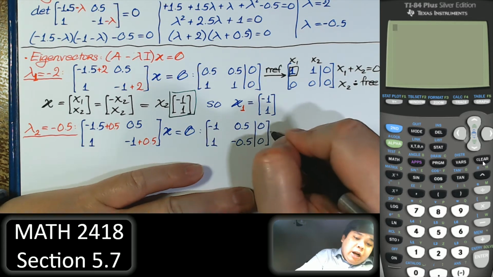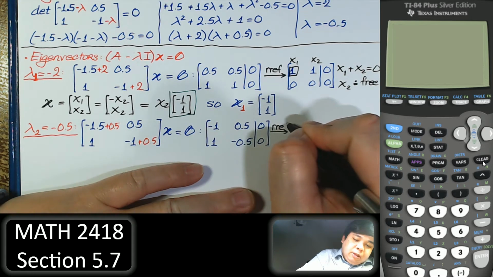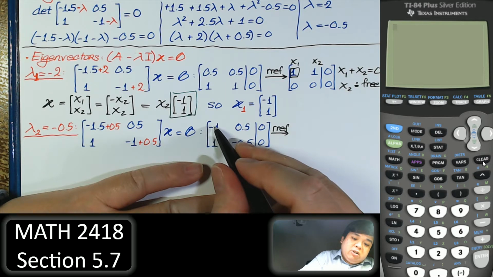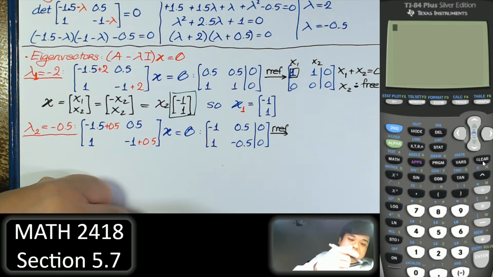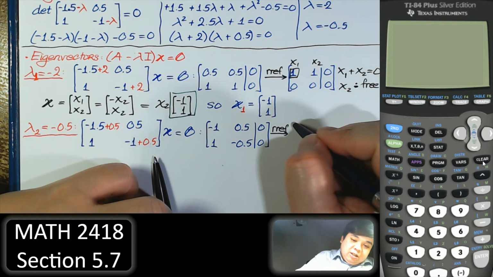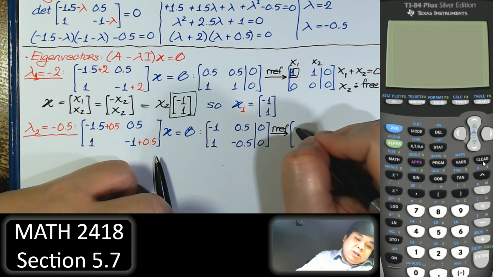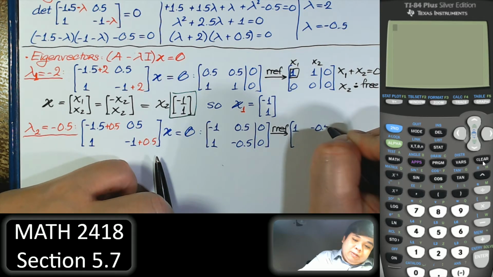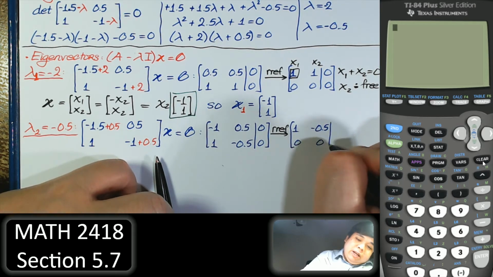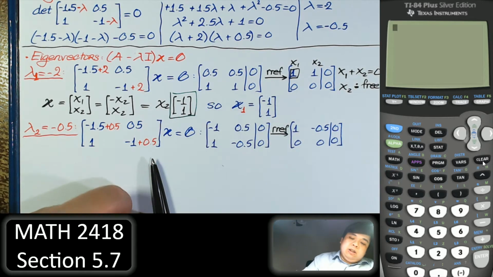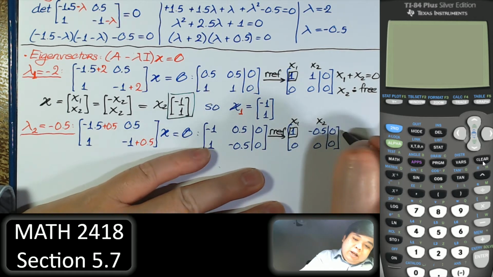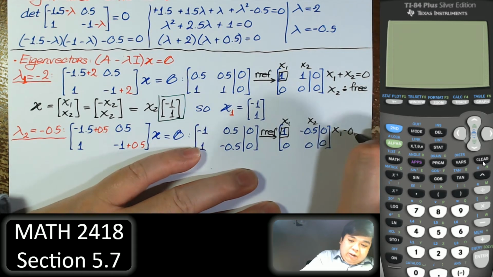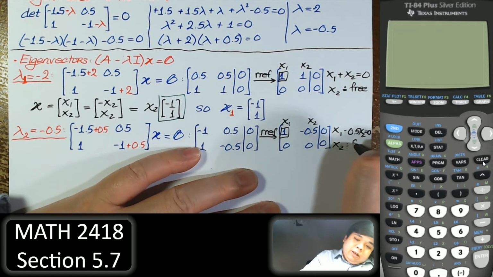Of course, reduced row echelon form. Actually, this one is the opposite of the others. But since in reduced row echelon form we have 1 on top, we just flip the two rows and subtract. Of course you can use a calculator, but it's simple enough, so I'm just going to do it by hand. So we have x1 and x2, and x1 minus 0.5 x2 equals 0.